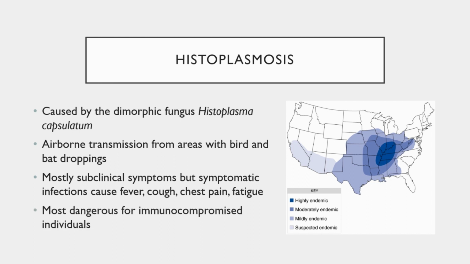In the United States, this disease is most common in the Mississippi and Ohio River valleys, where antibody surveillance has shown that as many as 75% of people living in these regions have antibodies for this pathogen, meaning that it is endemic and very common in these areas. And most people have been exposed, but probably never developed a symptomatic infection.